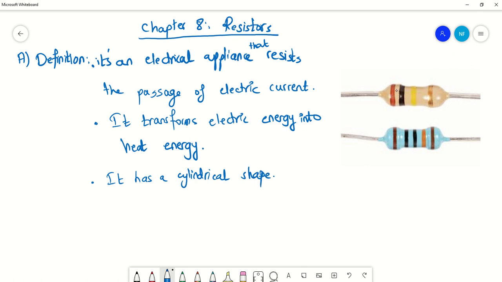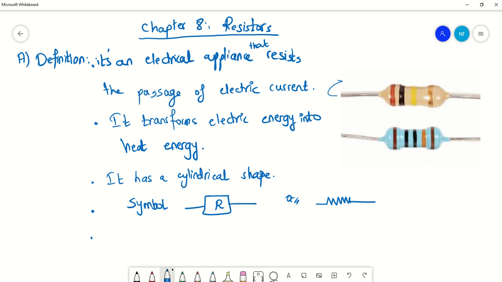In the circuit, its symbol will be a rectangle containing the capital letter R. Sometimes, though mostly it doesn't appear in our circuits, its symbol looks like a folded coil. It has this shape. So the importance of a resistor is that it can be connected from both terminals.